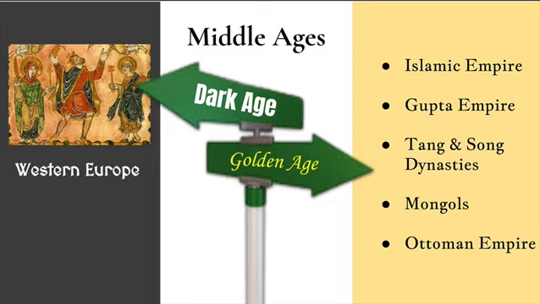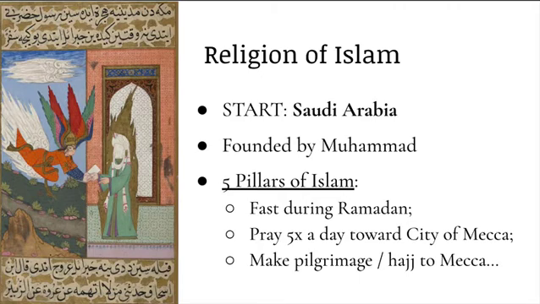All right, so first things first, we're going to take a look at the Islamic Empire. And to understand the Islamic Empire, the first thing we need to do is understand the religion of Islam. Now, the religion of Islam starts in Saudi Arabia, and it is founded by Muhammad. Muhammad was born in Mecca, a city in Saudi Arabia.